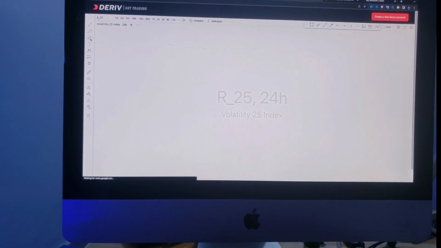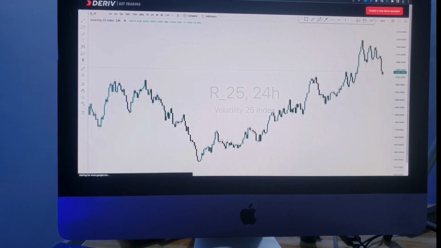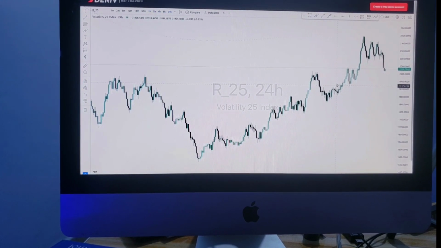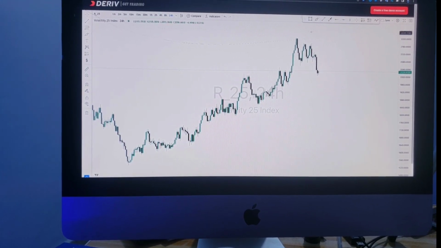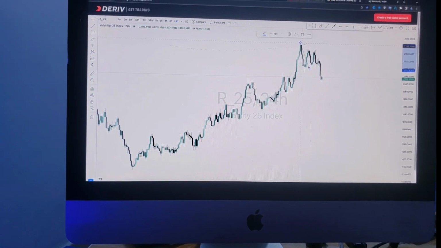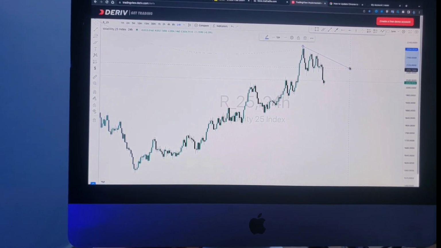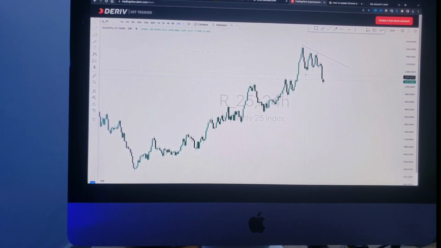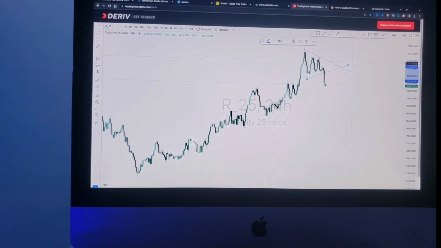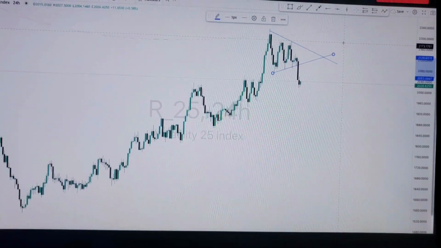I analyzed this Volatility 25. It forms a chart pattern here like this. Wait, let me adjust this. Why is it taking time to load? Okay, so this was what I saw here. Let me bring it down, and let me bring it this other way too. So this is what I was looking at. I believe if you know chart patterns very well, you are going to know what this is.